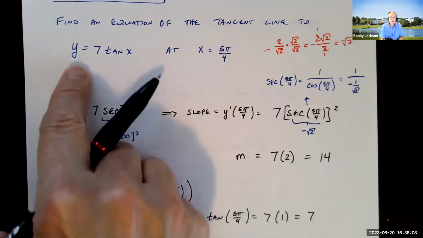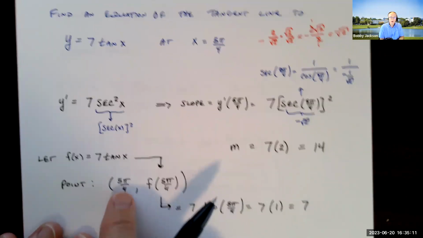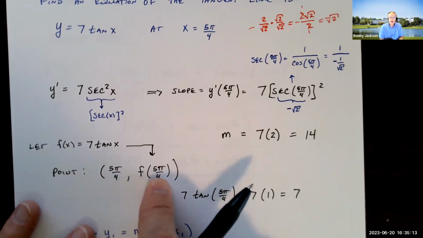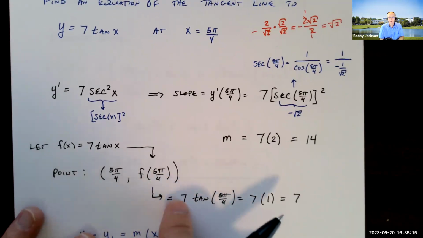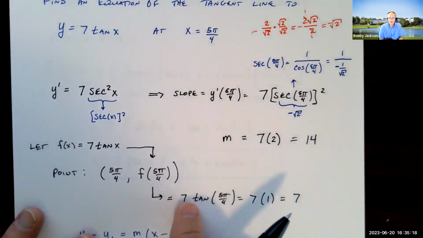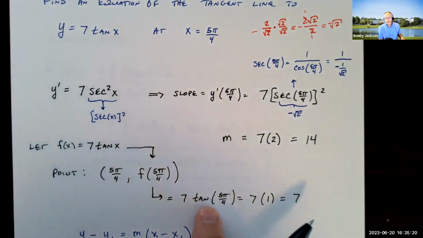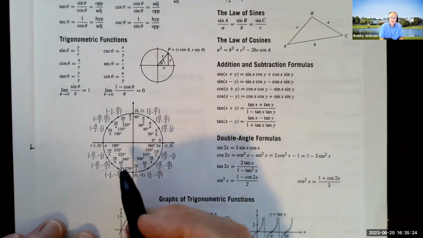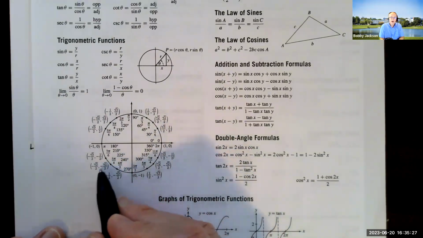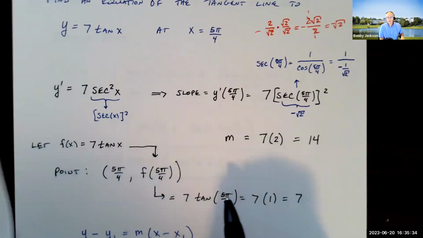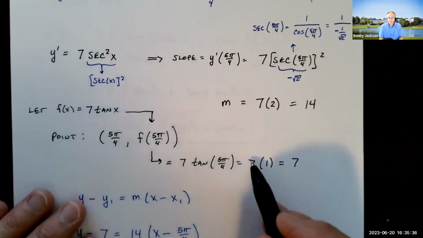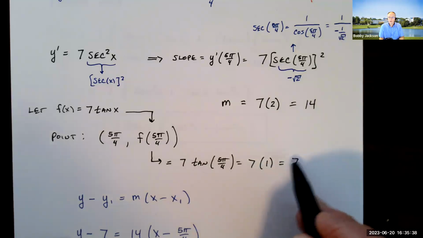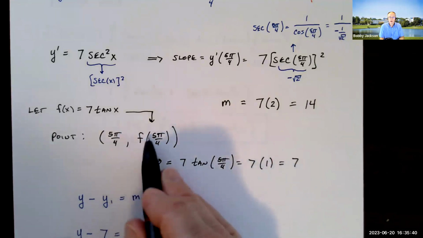Okay, and then to find the actual point on the function, I'm just going to call the function f of x, let y be f of x. I want the point 5 pi over 4, comma, f of 5 pi over 4. What is f of 5 pi over 4? I replace x with 5 pi over 4. I get 7 tangent of 5 pi over 4. And tangent of 5 pi over 4 is 1. Remember, from the unit circle, we know at 5 pi over 4, sine and cosine are equal. And so negative divided by negative is a positive. I get positive 1 for tangent, because tangent is sine divided by cosine. So 7 times 1 is 7. That's the y coordinate of the point.